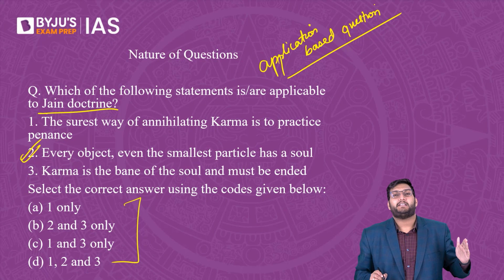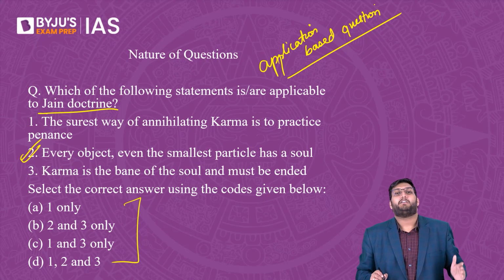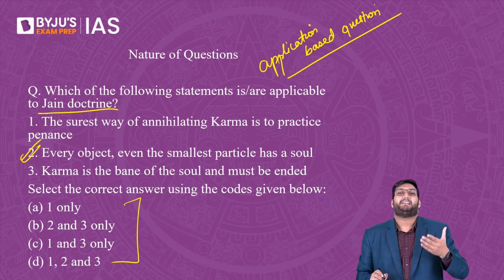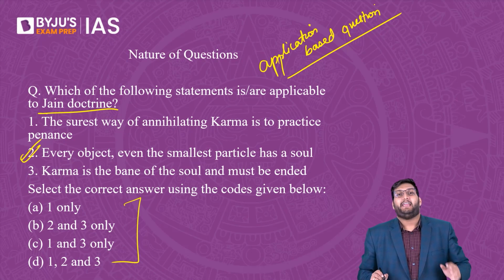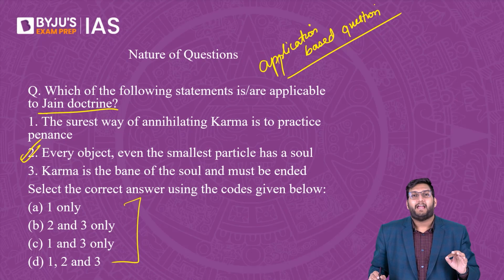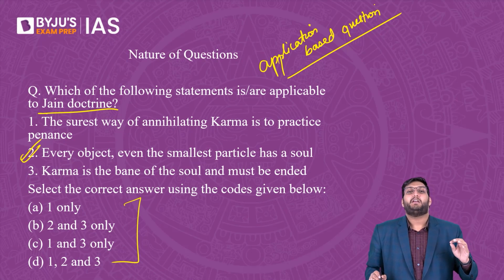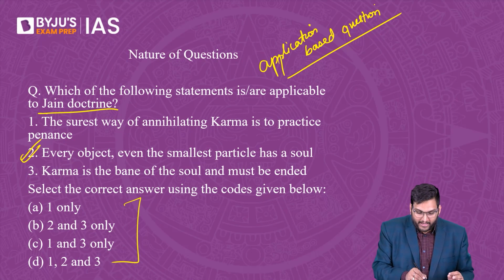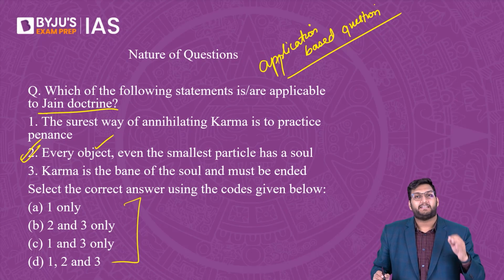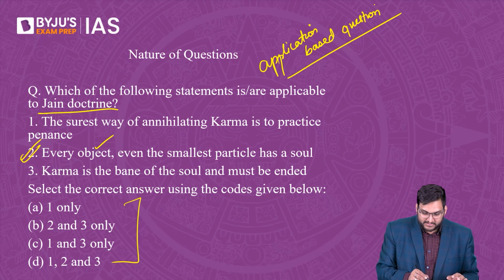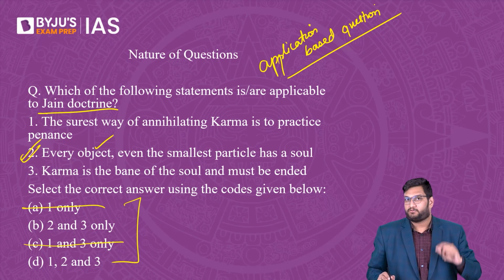They cannot hurt any organism, and they believe all organisms, particles, everything. That is why they used to wear masks even before COVID, that everything has a soul, and if everything has a soul, they cannot be hurt. So every object, even the smallest particle, has a soul, is a basic ideology in Jainism. Which means that now these 2 options automatically go away, because 2 has to be there.